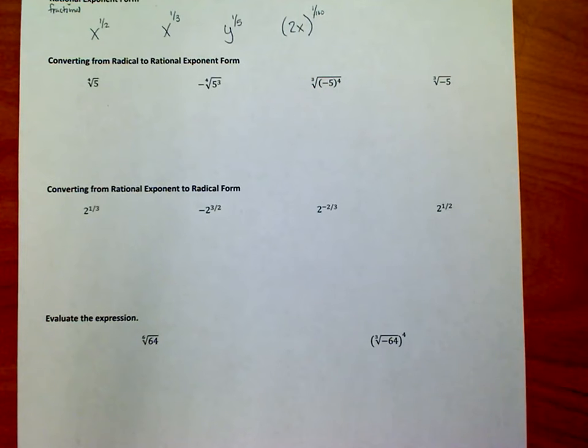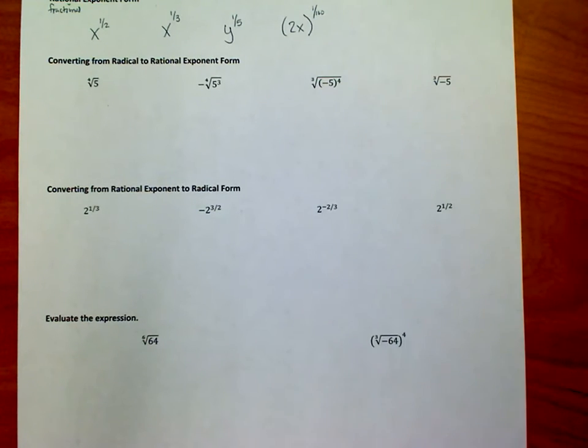Hi, in this video, the second video of lesson 6.2, we're talking about the difference between rational and radical exponent form, and we're going to work on converting from radical to rational exponent form and then vice versa.